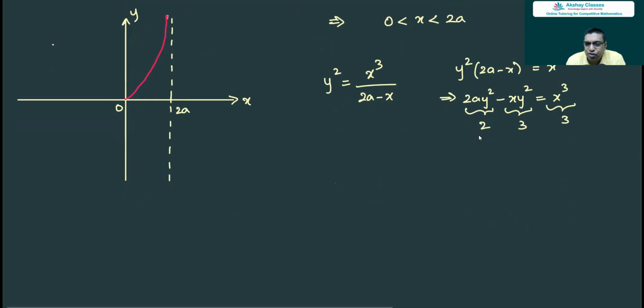So this is a degree 2 term. When degree 2 is the lowest degree term, I equate it to 0, and I get the tangents at the origin. So I get y equal to 0 twice. That means it is the x-axis, that is the tangent. So y equal to 0 is a tangent.